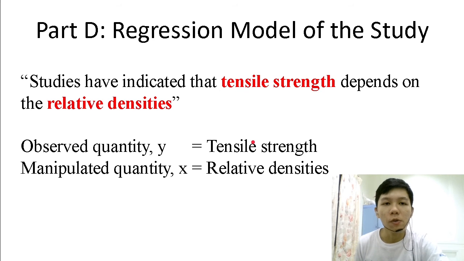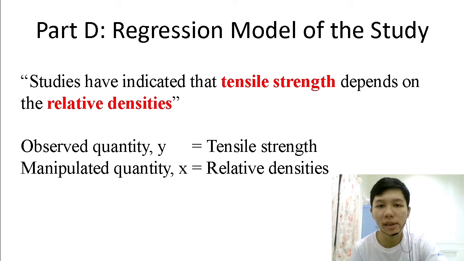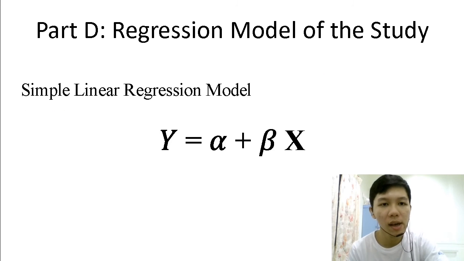So first, the studies indicated the tensor strength depends on the relative density. From this statement alone, we can conclude that the observed quantity y equates to tensor strength, and the manipulated quantity x will be the relative densities. So we can model a very simple regression model, y equals alpha plus beta x.